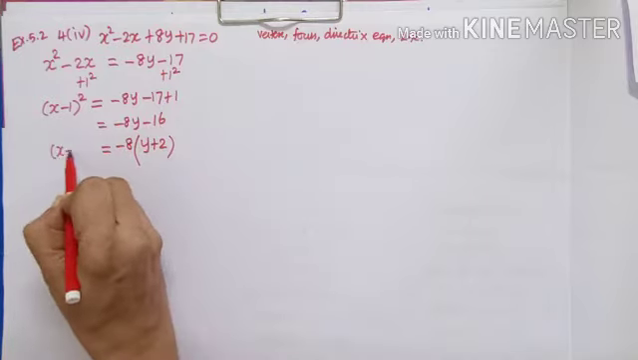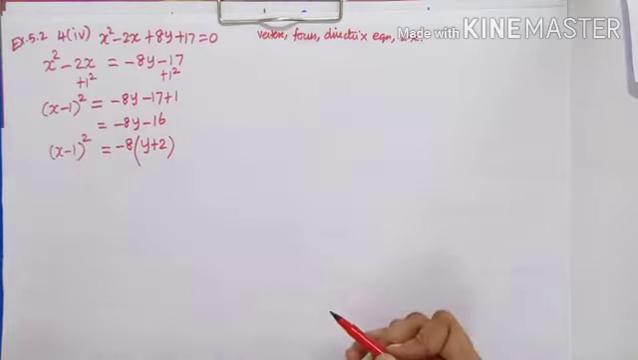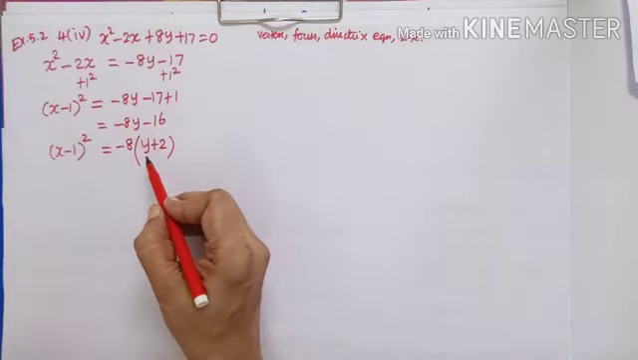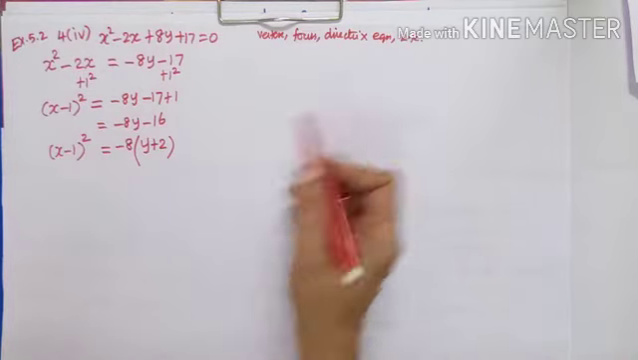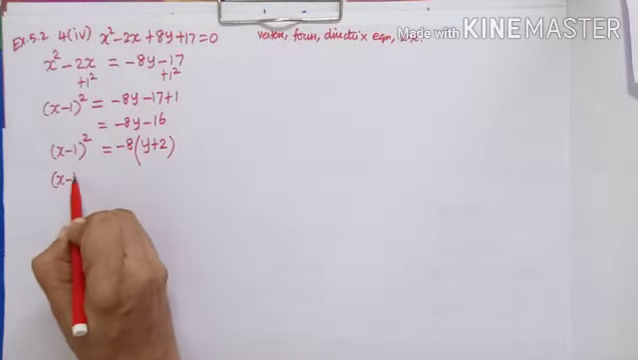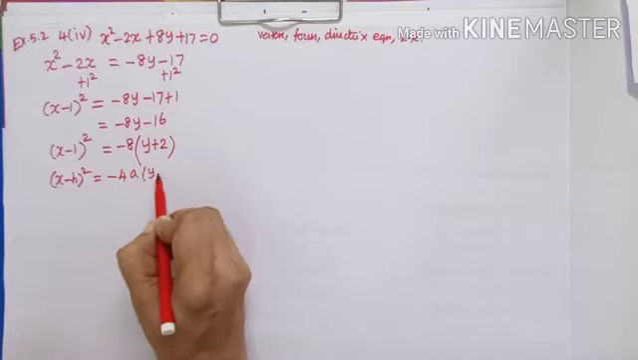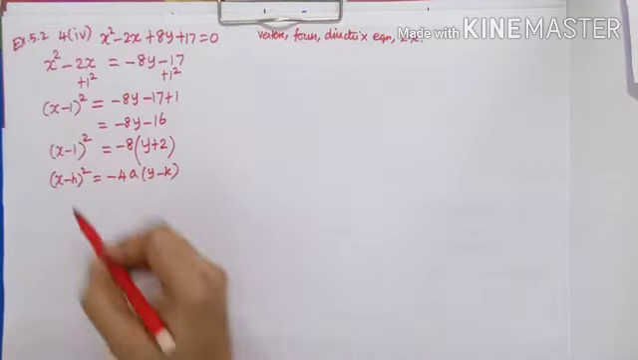The left side we have x minus 1 the whole square. Now I have reduced this to a standard form of a parabola, which is x minus h the whole square equals minus 4a into y minus k.